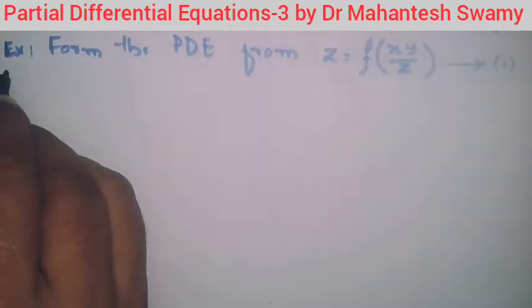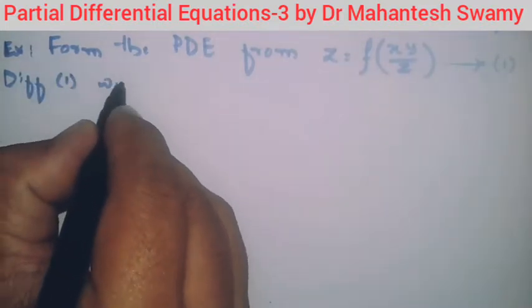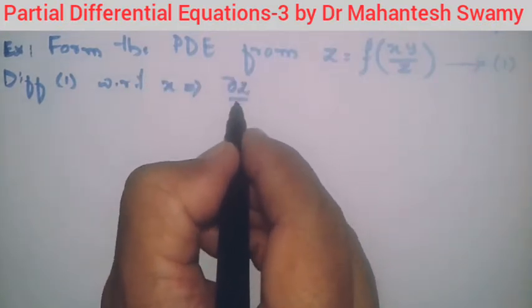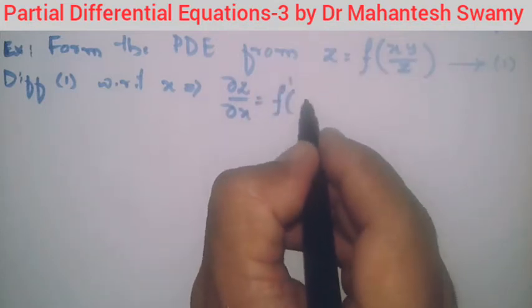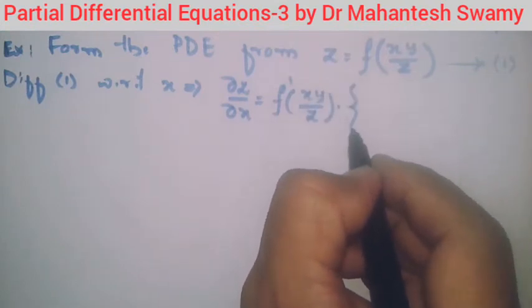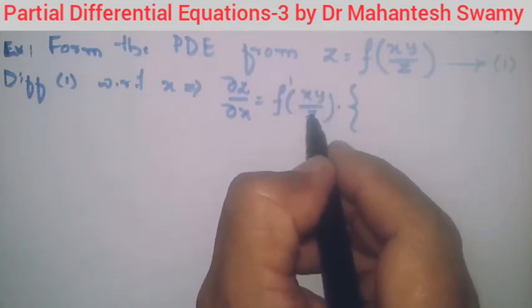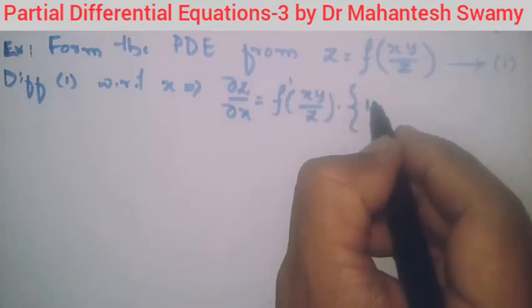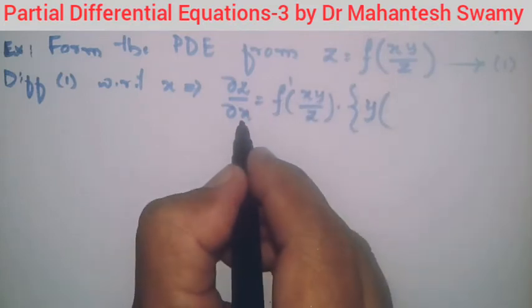The first step is to differentiate 1 with respect to x. So that implies on LHS it is dou z by dou x. On RHS, f differentiation is f dash. The argument as it is xy by z into the bracket differentiation of this quantity xy by z. So differentiation of xy by z can be performed by taking y outside, because y is a constant while differentiating with respect to x partially.